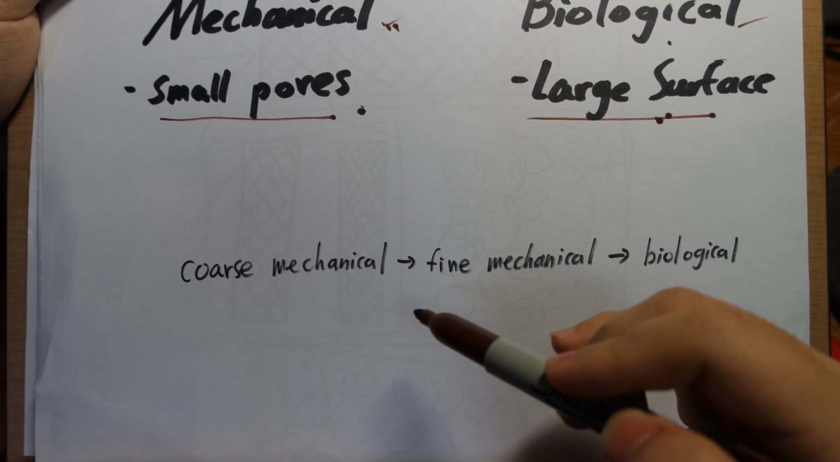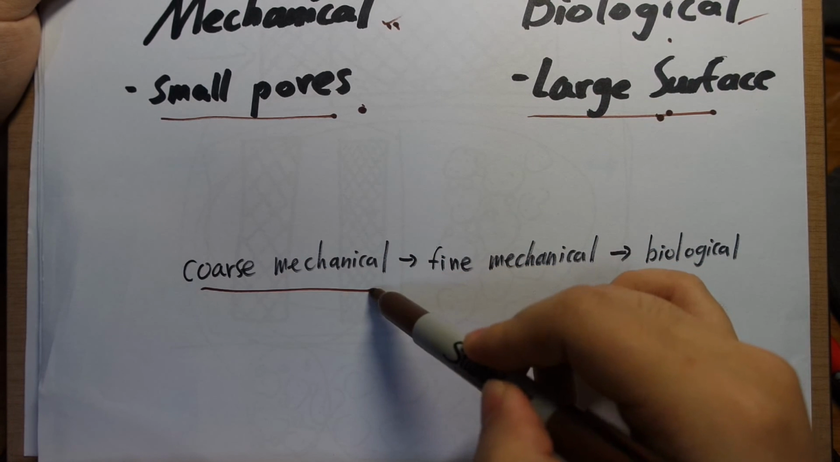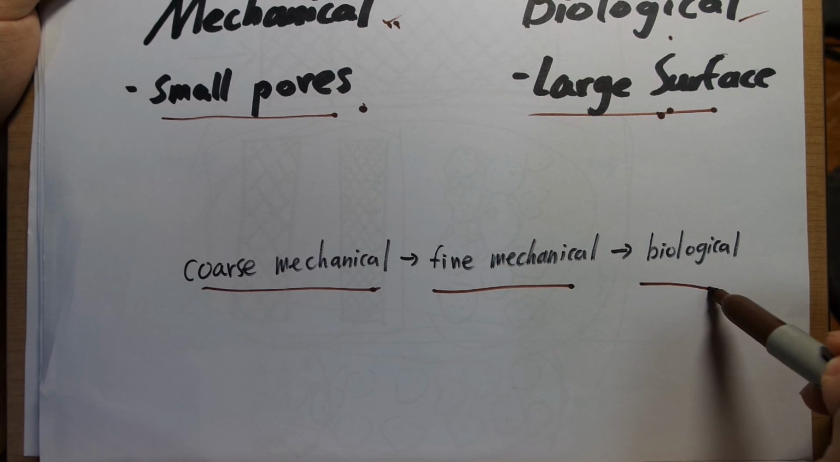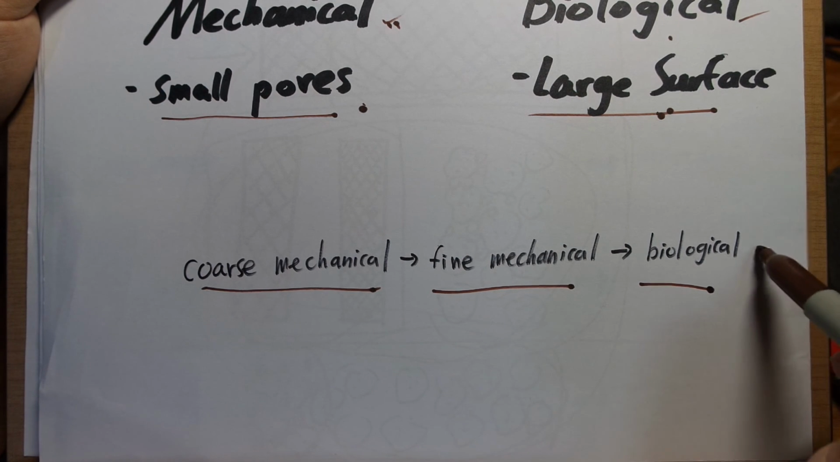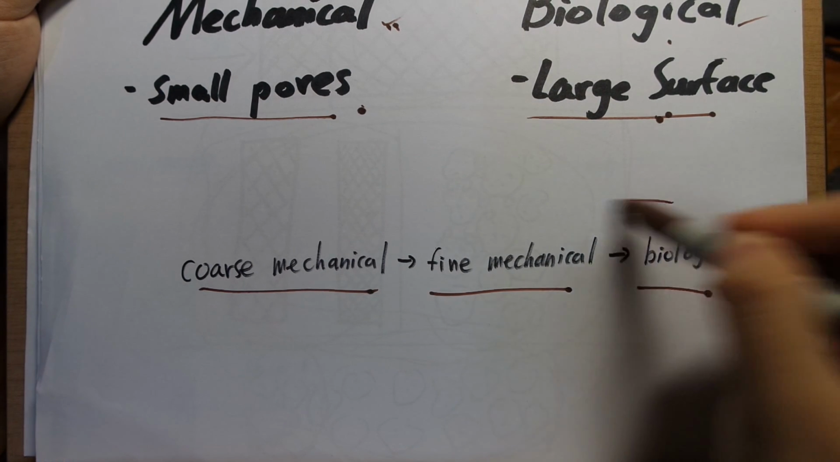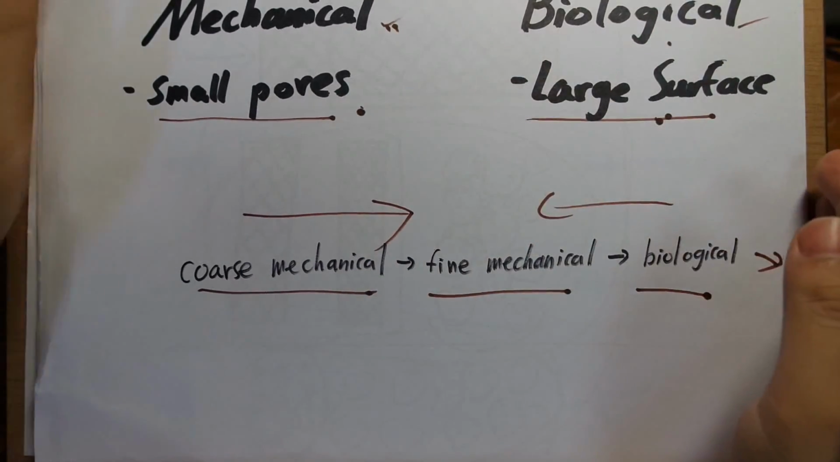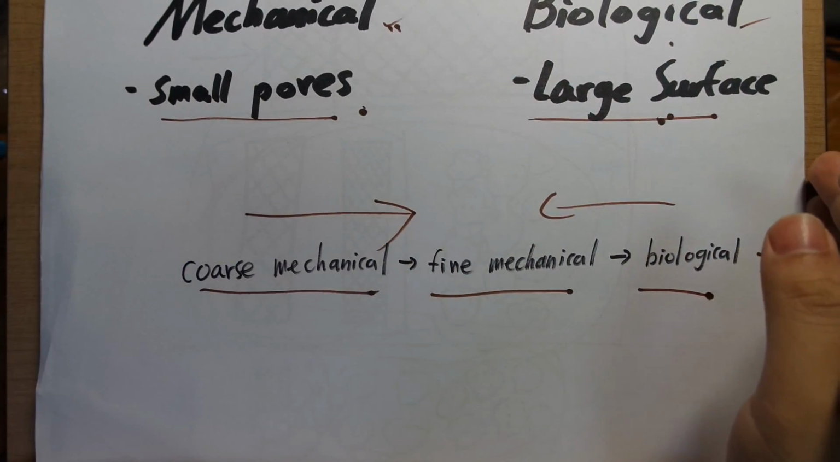And the ideal way to layer your filters is starting with coarse mechanical, and then fine mechanical, and then ending up with biological filtration to get clean water coming out of the end. You don't want it going the other way, you want water flowing this way. So that is the end of this part 2.